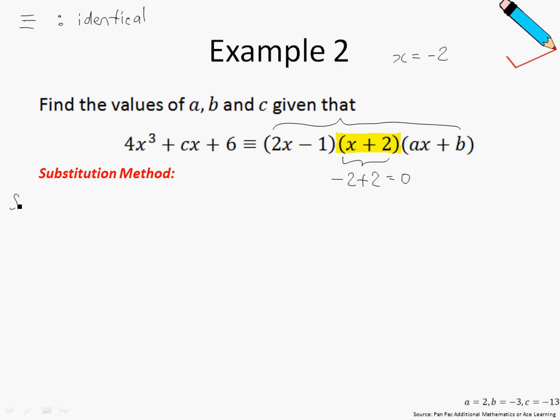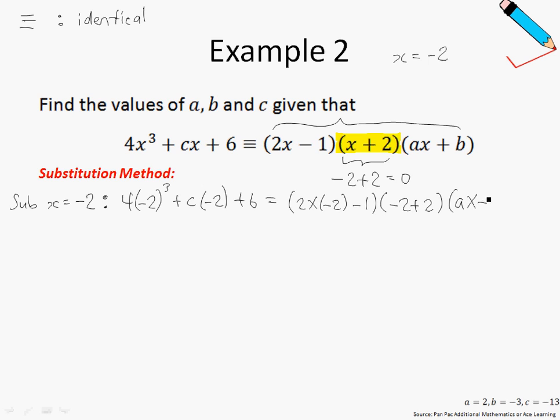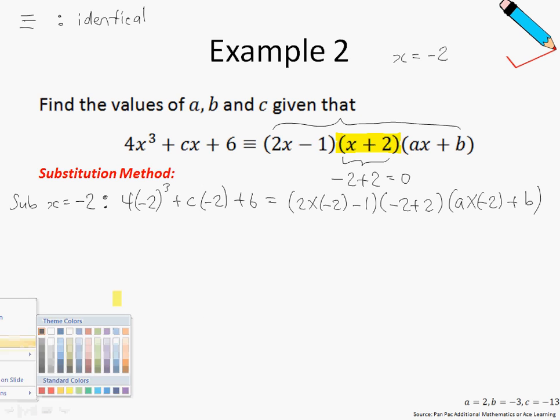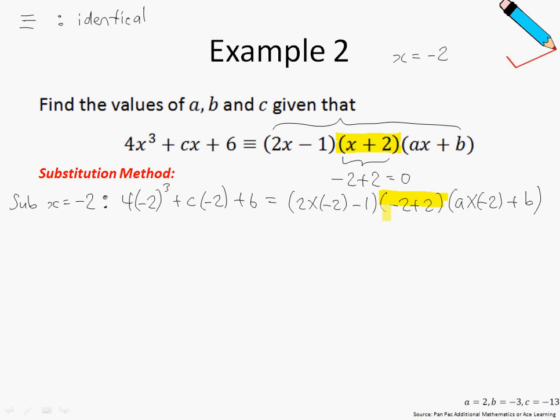For those who don't quite get what I mean, let me show you my full working. If I were to sub x equals -2, on the left hand side we have 4 times (-2) cubed plus c times -2 plus 6, and this equals (2 times -2 minus 1) times (-2 plus 2) times (a times -2 plus b). I was just mentioning just now that this becomes 0, because -2 plus 2 is 0, and therefore the entire right hand side becomes 0.